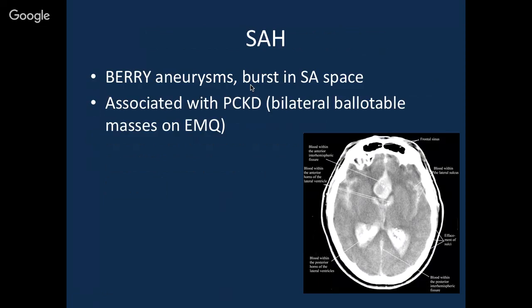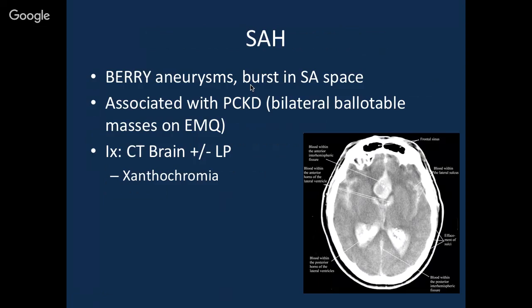Who cares? But it's associated with polycystic kidney disease, as we've said, which means in an EMQ, if you see headache and bilateral ballotable masses, automatically put subarachnoid hemorrhage and move on. Okay, masses in the abdomen. I should make that clear. Investigations, you get a CT brain and or a lumbar puncture. You probably don't need to do a lumbar puncture, but it will show xanthochromia. Does anyone know what xanthochromia is?